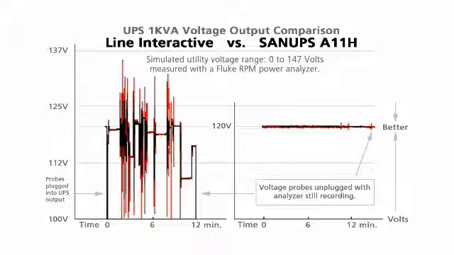It hasn't. For all the engineers and technical people, we have captured this very demonstration graphically on a Fluke Power Analyzer. This graphic depicts voltage stability over the course of time. Your equipment deserves it. Your equipment demands it. Consider Sanyo Denki America SANUPS model A11H, the best power quality available on the market today.